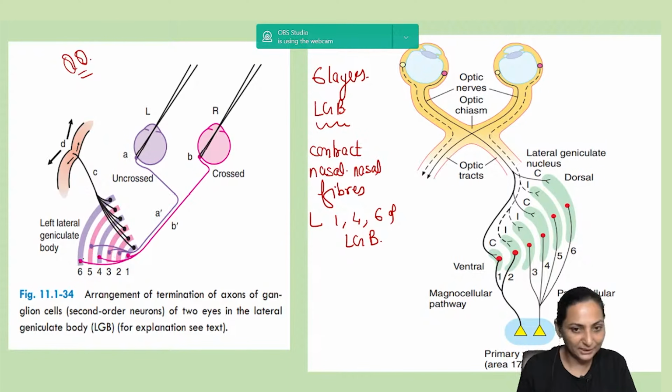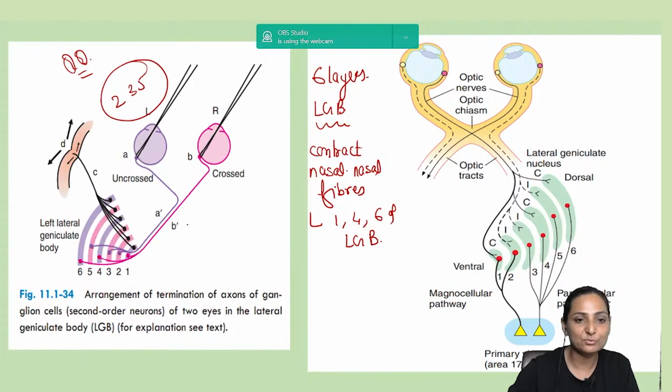So these are the crossed fibers which are terminating in lamina 1, 4, 6 of the lateral geniculate body, whereas the uncrossed fibers, that is the temporal fibers, are coming into lamina 2, 3, 5 of the lateral geniculate body. So the lateral geniculate body plays a very, very important role. It is the relay center. It has 6 layers, and the terminations of the crossed and the uncrossed fibers are different in the different laminae, which you can also see over here.